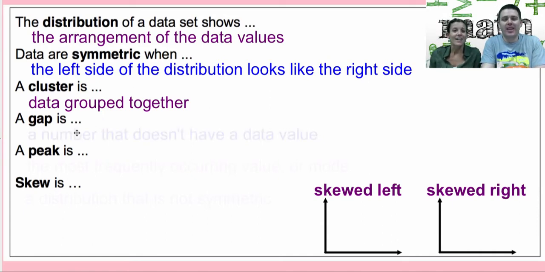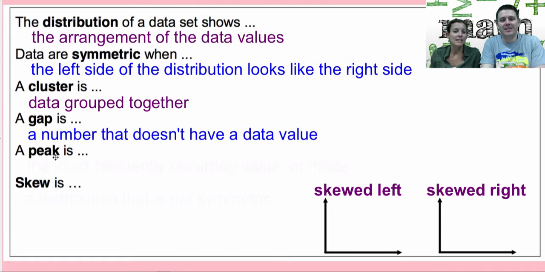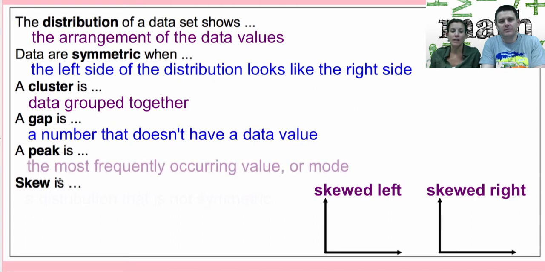A gap, like a gap in your front teeth, is a number that doesn't have a data value. So there's a missing hole in the middle of your graph. And a peak, like a mountain peak, is the highest part of the graph or the most frequently occurring value. In our case, it's the mode. Where does the graph go the tallest?